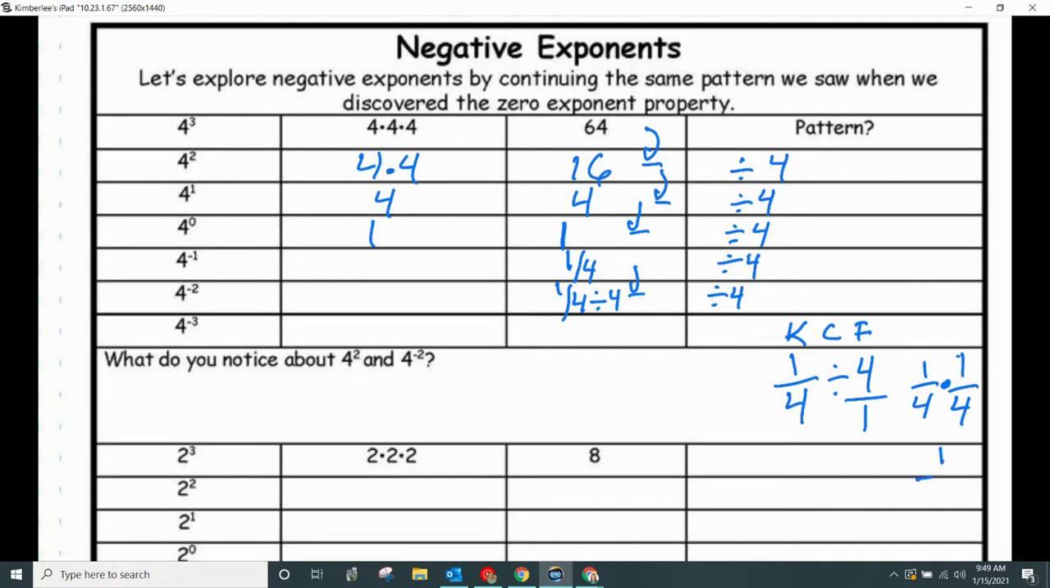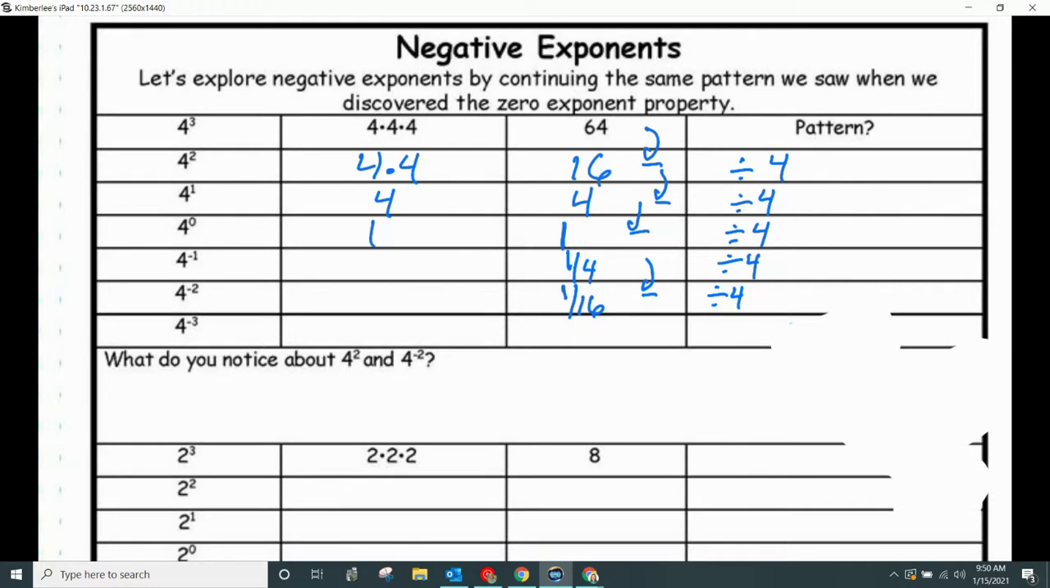So the 1 times 1 is 1. 4 times 4 is 16. So let me erase this right here. So now we know that 1/4 divided by 4 is 1/16. Oh, okay, interesting. So I'm going to erase this and we'll work the next one.